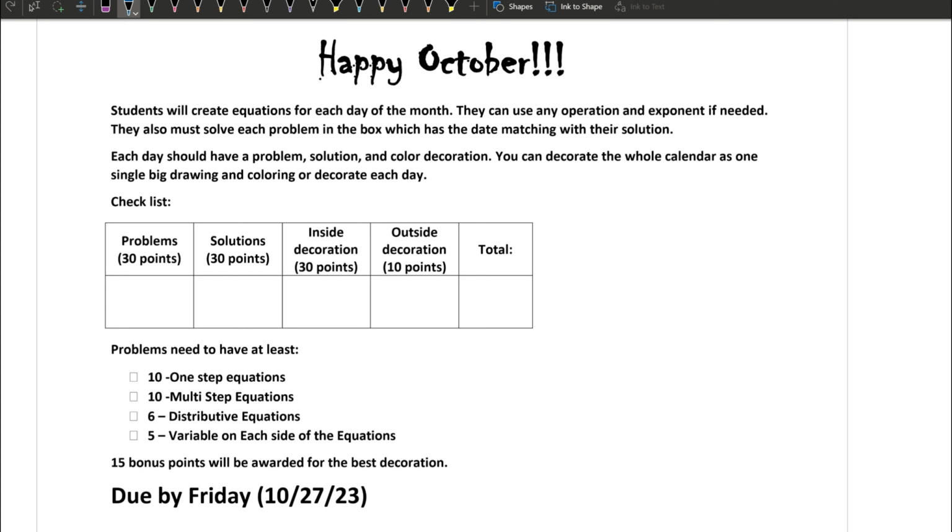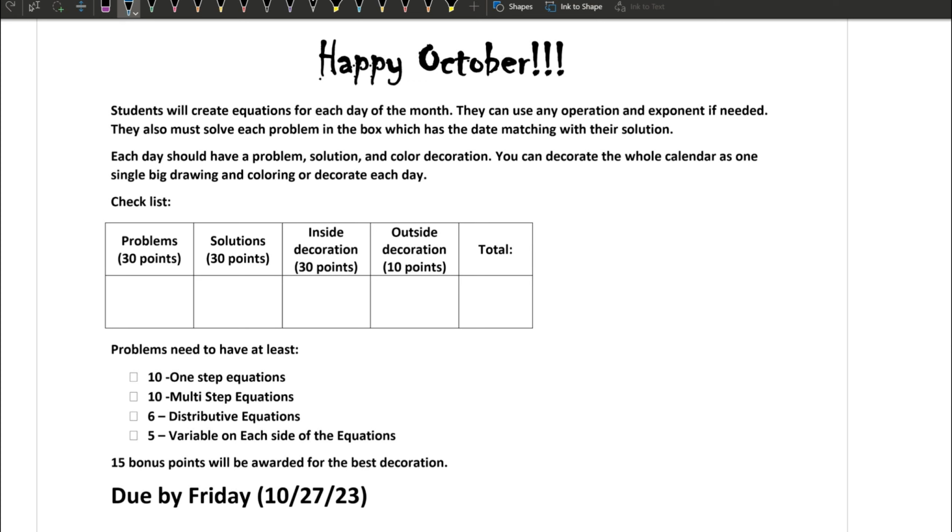Outside decoration, which means the edges outside of the calendar. If you color the whole picture, please do not leave the white part around the calendar; color it as well. If you make your background theme white, then you don't have to color the outside. But if you color the whole thing inside, please also color the edges, the outside of the calendar. Also the part that says October 2023, the white row that goes across, please also decorate that. That is 10 points.